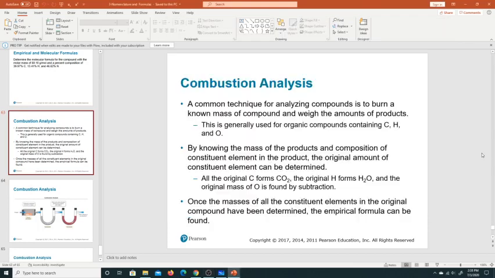So this is my third and final video that covers Chapter 3 from the Chemistry 2045 textbook. And this is a continuation of the discussion on empirical molecular formulas. So this section here is new from Chemistry 1025.